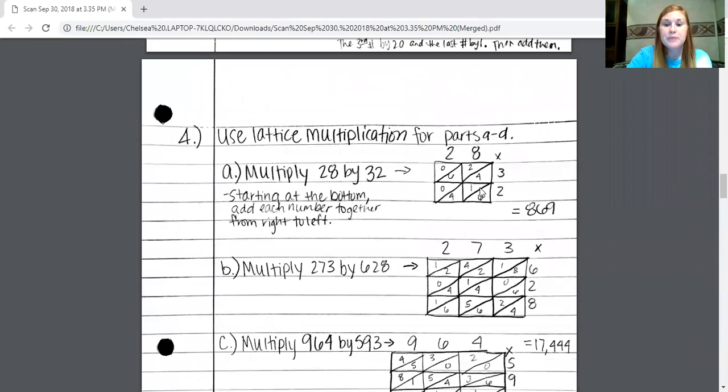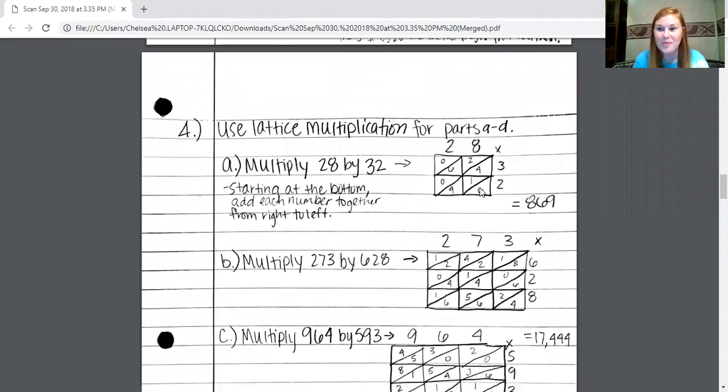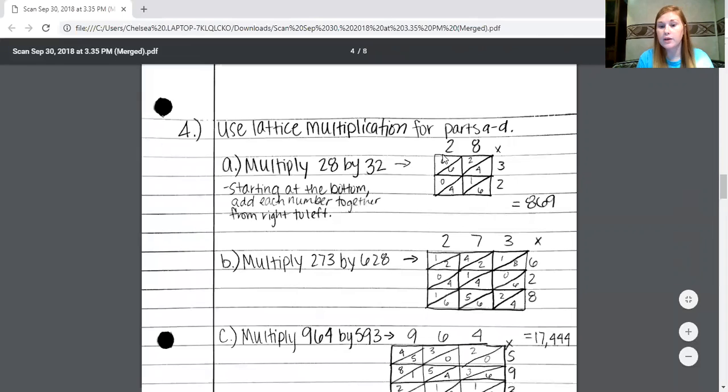Number 4, it looks very intimidating, but I promise it is so simple. So it's just telling you to use lattice multiplication to solve parts A through D. So the first one says to multiply 28 by 32. What you simply do is you just create a 2 by 2 square, and you're going to put the 28 above it and then 32 on the side. I put a little multiplication symbol to make it a little bit easier to remember.